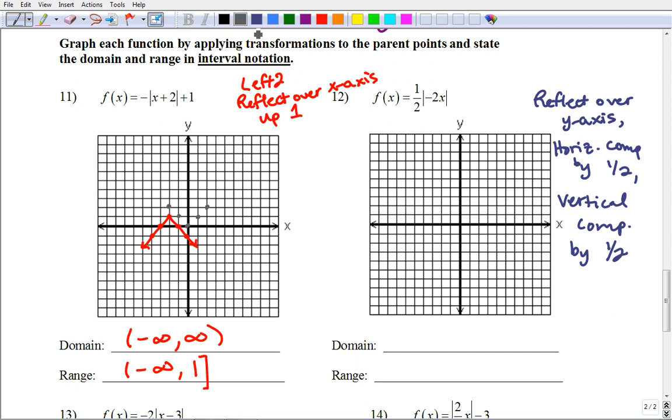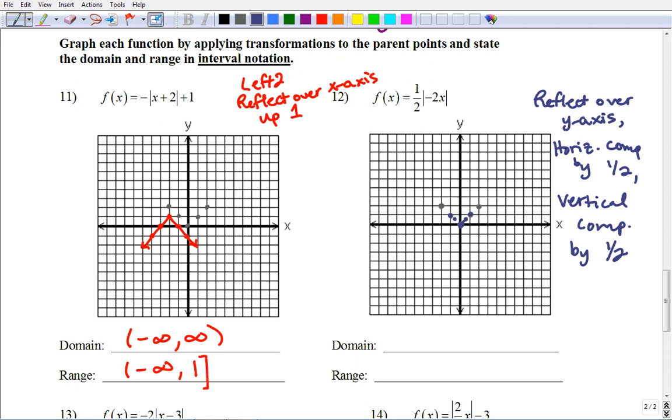Okay, so using our parent points, again, you have to know these. They will not be given to you. We're going to take each point, reflect it over the y-axis, multiply the x by 1/2, and then multiply the y by 1/2. So the vertex will stay in the same place. The next point, reflect over the y-axis, multiply the x by 1/2 and the y by 1/2. The next one, reflect over the y-axis, multiply the x by 1/2 and then the y by 1/2. The next point, reflect over the y-axis, multiply the x by 1/2 and the y by 1/2, and then the same thing for the other.